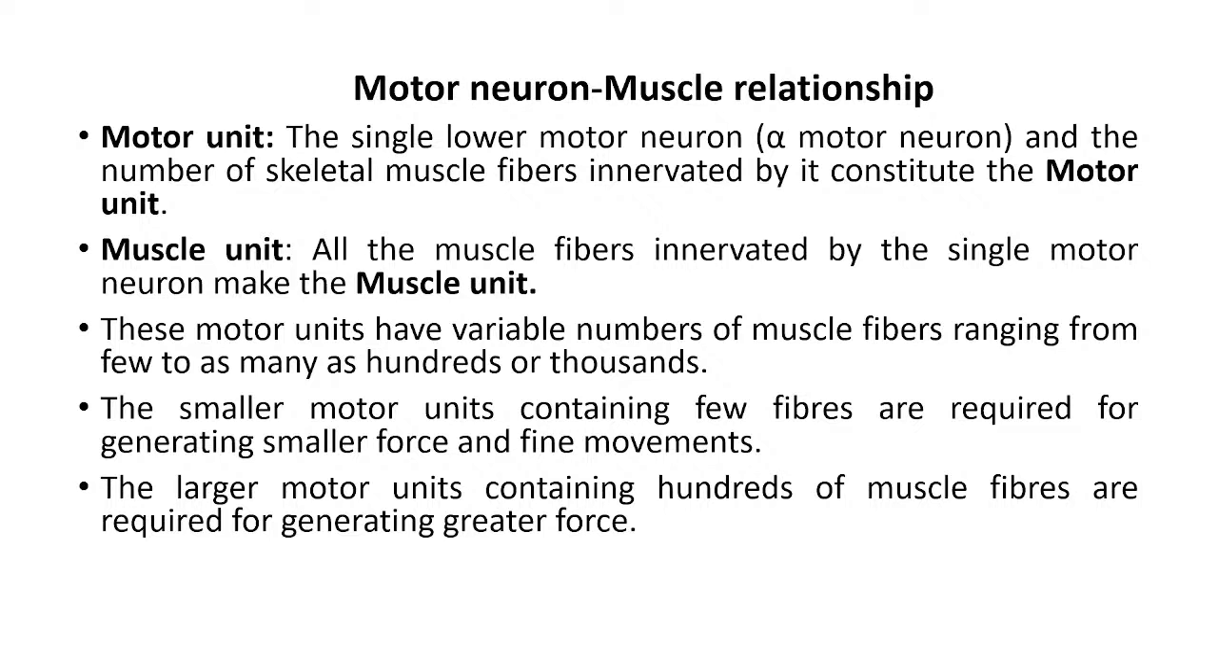So we have the motor units, which include a variable number of muscle fibers. The smaller units containing a few fibers are required for generating a smaller degree of force. Examples are all the extraocular muscles and muscles of the larynx. Yes, these are voluntary muscles. Muscles of the larynx are voluntary muscles which generate voice.